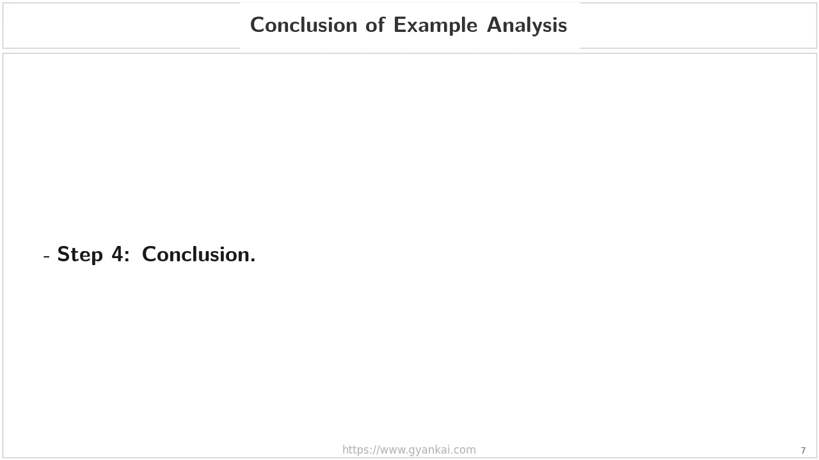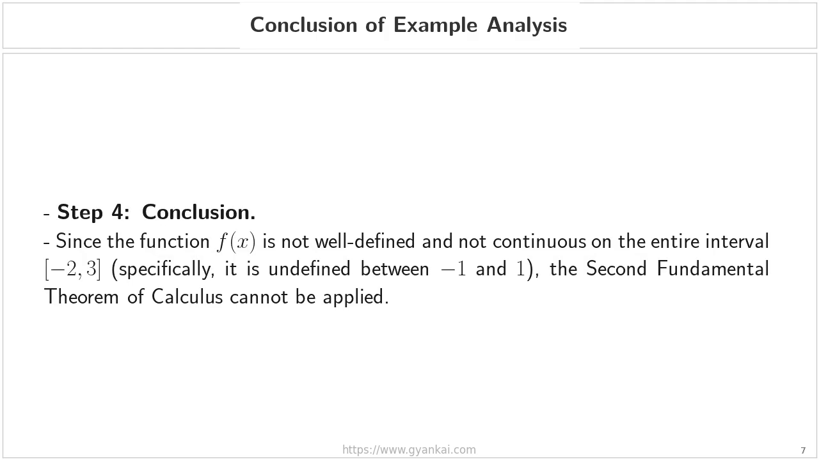Okay, let's wrap up our analysis of this example. This slide presents our final conclusion. So, step 4, conclusion. As we've carefully established, the function f of x, which was x times the square root of x squared minus 1, is not well defined and is not continuous across the entire interval from -2 to 3, that is, the interval [-2, 3]. Remember from earlier, we determined it's undefined for values of x between -1 and 1. Because of this lack of continuity and being well defined, we can definitively say that the second fundamental theorem of calculus simply cannot be applied directly to evaluate this integral.